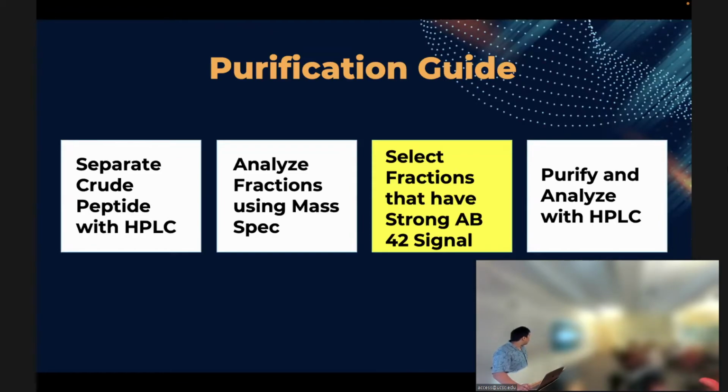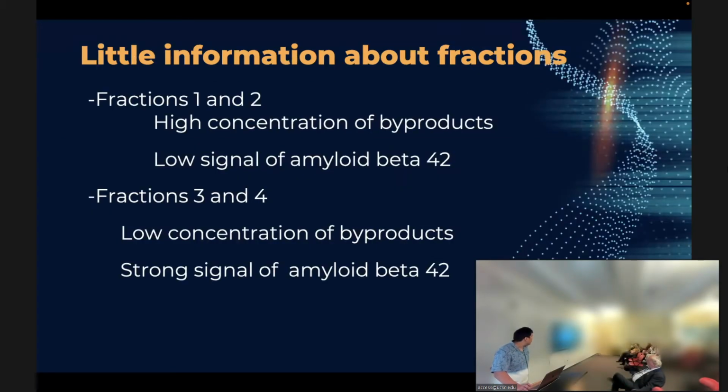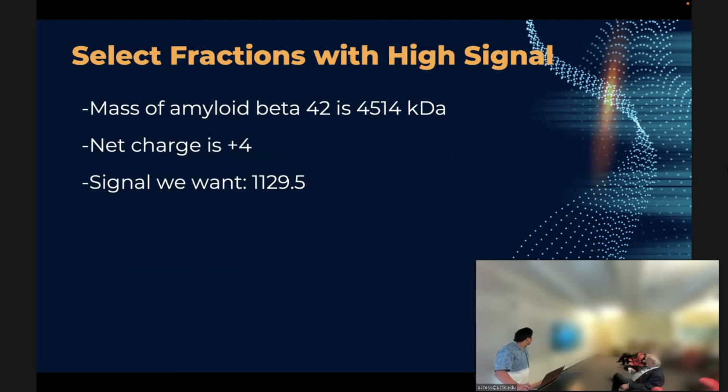Now that we know what a graph looks like, we can select the fractions that have a strong amyloid beta 42 signal. I'll just tell you, fractions 1 and 2 have high concentrations of byproducts, which is not what we want. They also have a low signal of amyloid beta 42, which is also not what we want. Fractions 3 and 4 have a low concentration of byproducts. We want that. And they also have a strong signal of amyloid beta 42. Great. So how do we select these fractions?